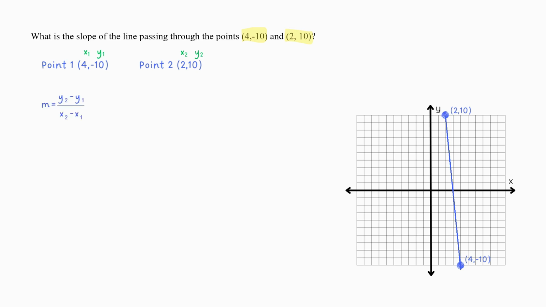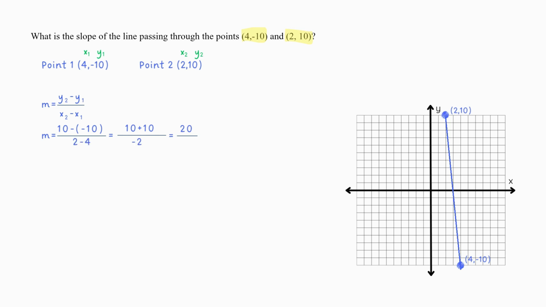M equals y2 minus y1 over x2 minus x1. Let's subtract the y values on top and the x values on the bottom. Remember to keep the points in the same order. Change in y, 10 minus -10. Remember, subtracting a negative is the same as adding. So this becomes 10 plus 10, which is equal to 20. Change in x, 2 minus 4 equals -2.